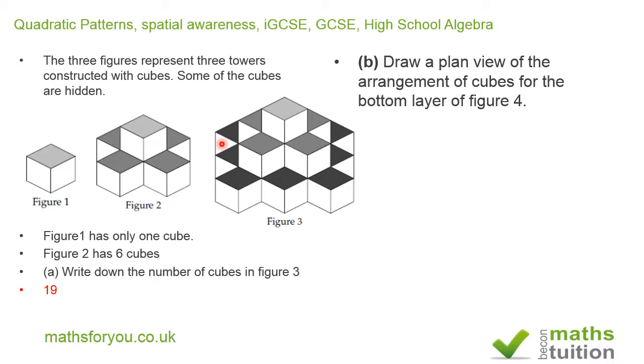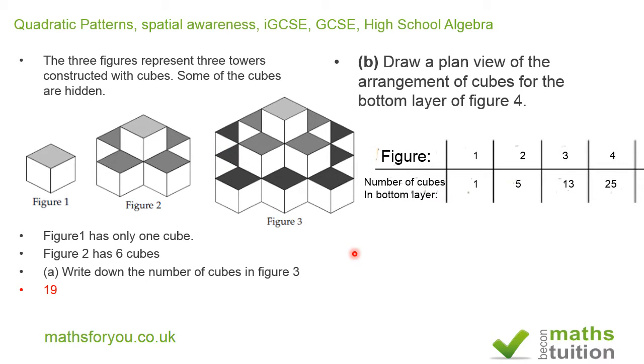Now add 12 to 13, we have 25. So there are 25 cubes at the bottom layer of figure 4. That's what you got there. 1 for figure 1, 5 for figure 2, 13 for figure 3, and 25 for figure 4. Okay, now we need to draw a plan view of the arrangement of cubes for the bottom layer of figure 4.